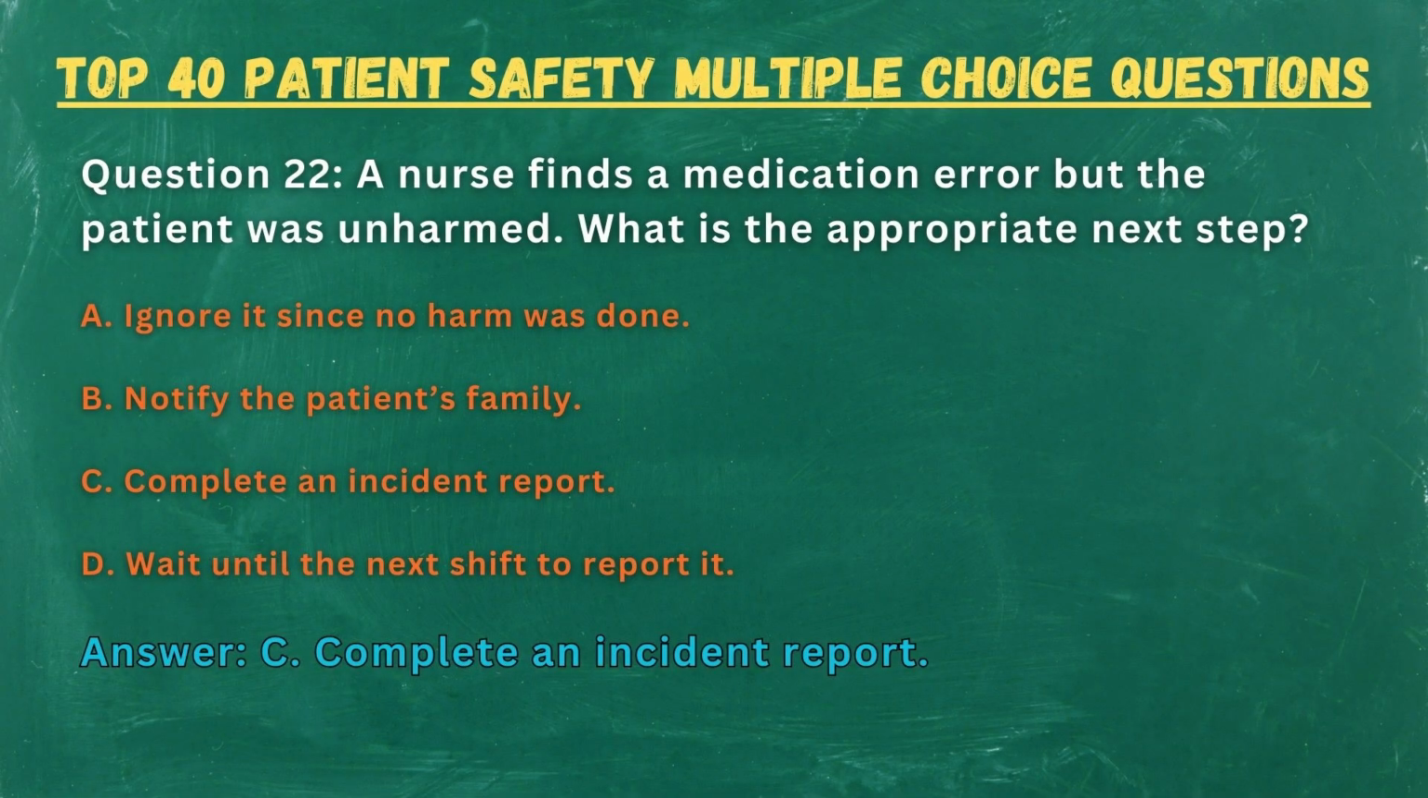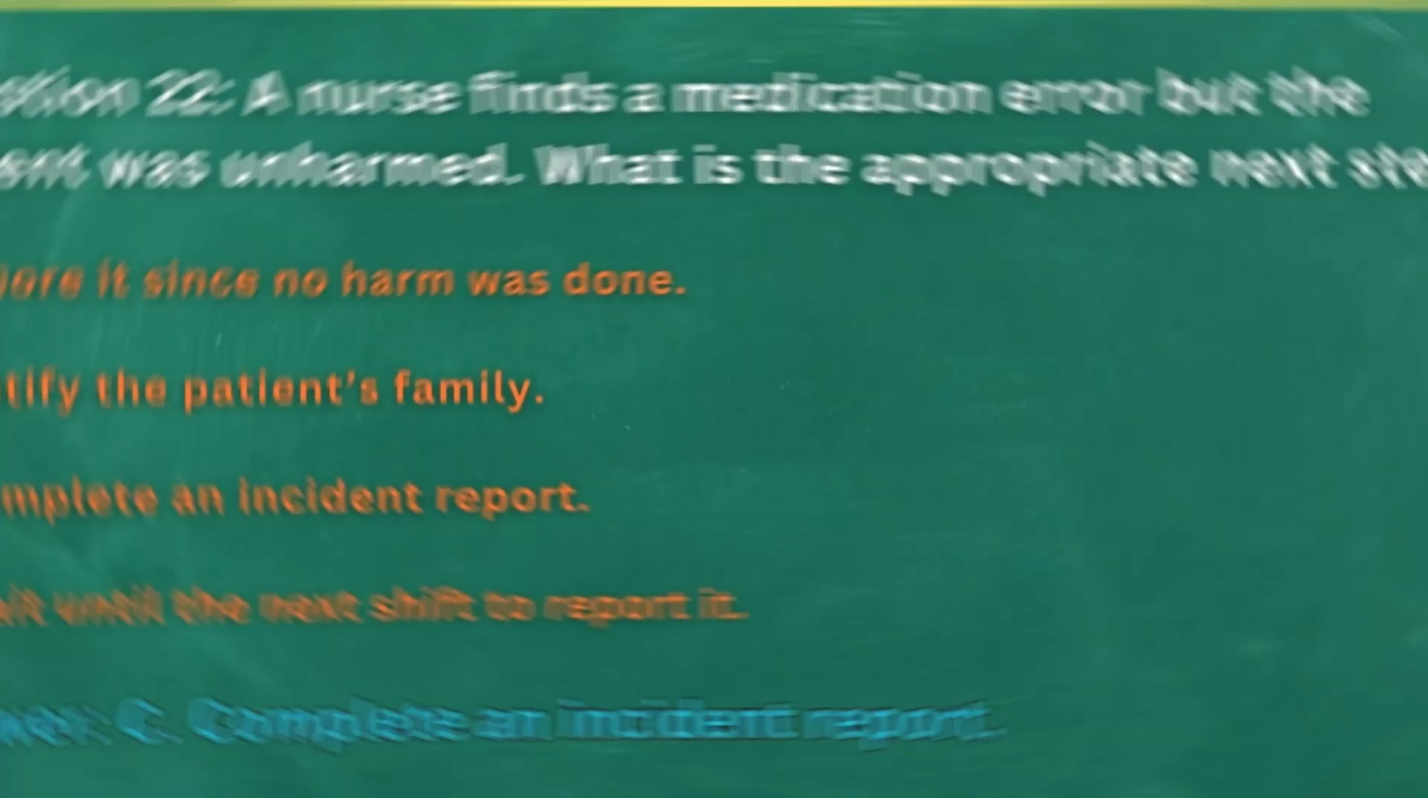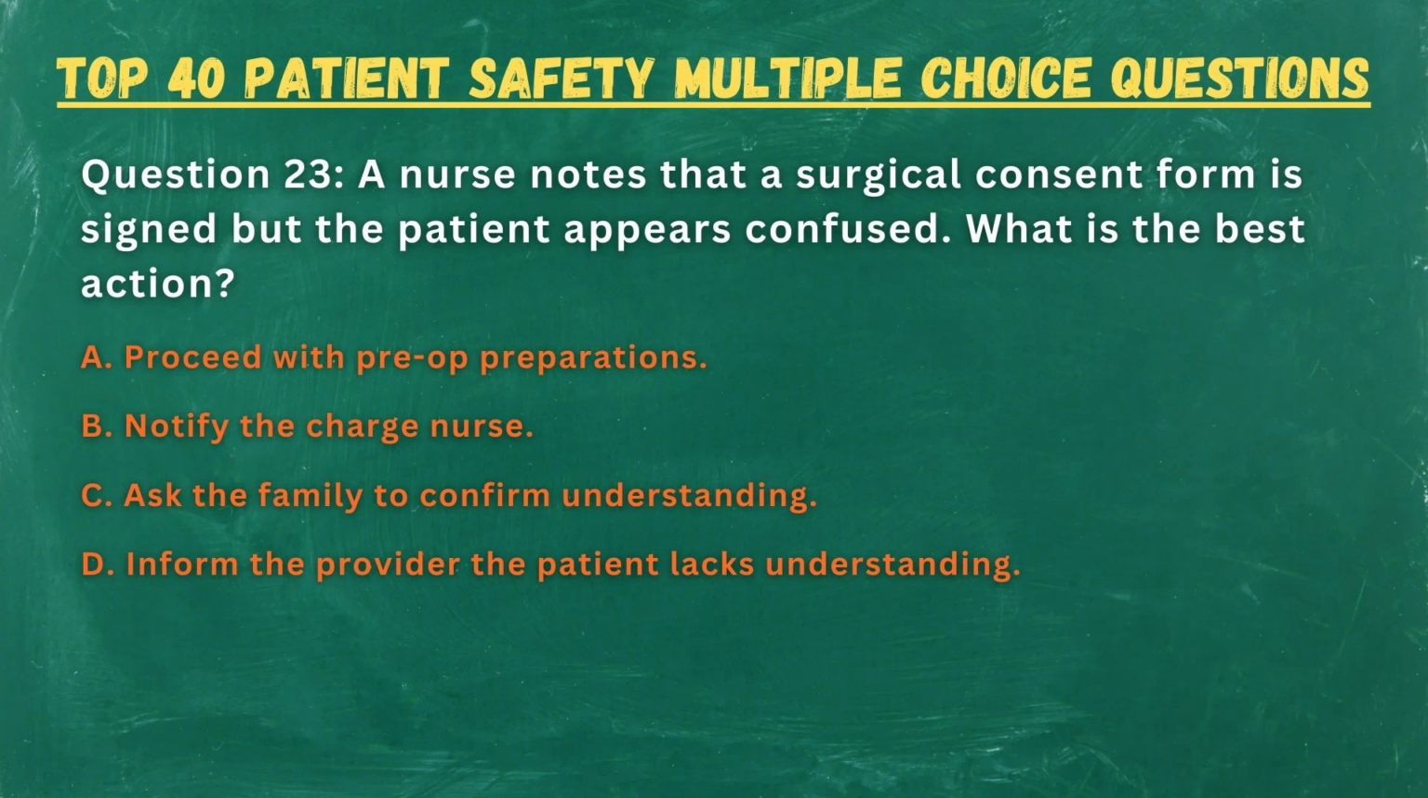Answer: C. Complete an incident report. Question 23. A nurse notes that a surgical consent form is signed, but the patient appears confused. What is the best action? A. Proceed with pre-op preparations. B. Notify the charge nurse. C. Ask the family to confirm understanding. D. Inform the provider the patient lacks understanding.